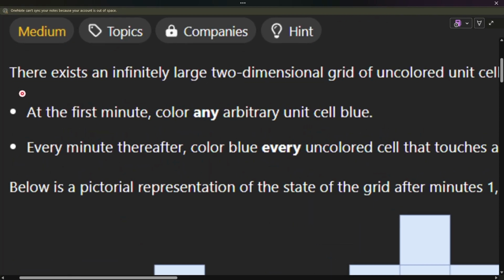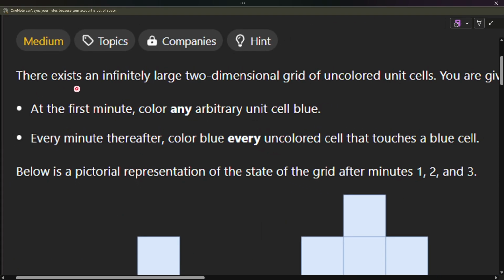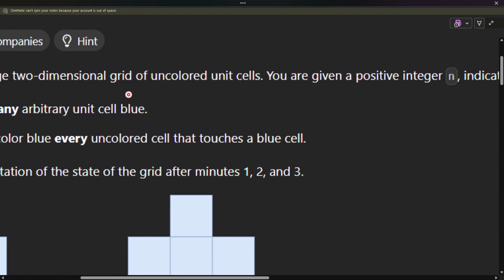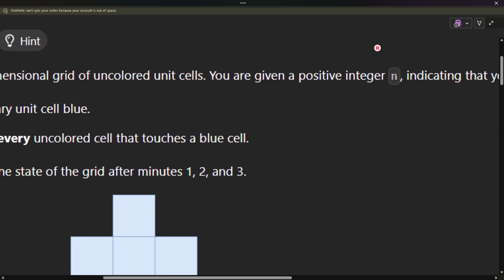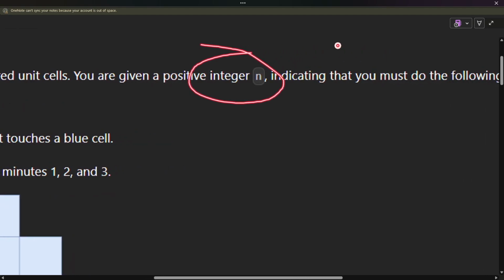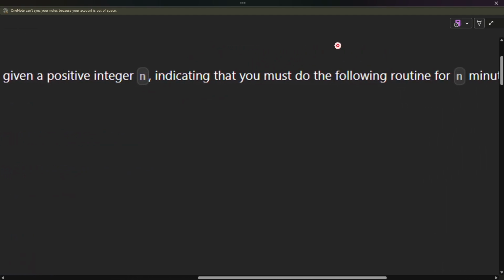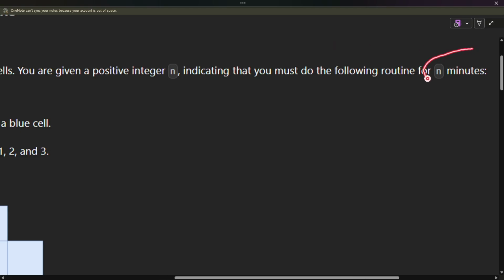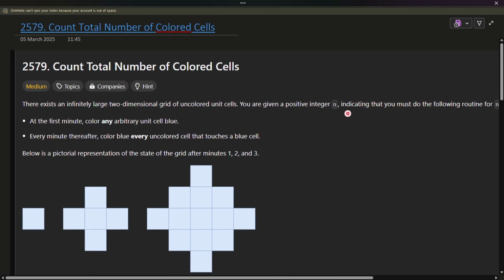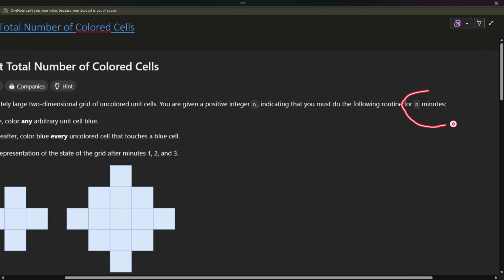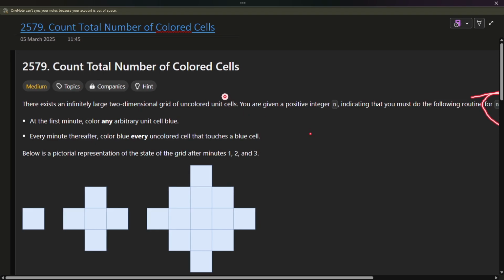There exists an infinitely large two-dimensional grid of uncolored unit cells. You are given a positive integer n, indicating that you must do the following routine for n minutes. Okay, so we are given an infinitely large 2D grid. We need to perform some operations for n minutes, as the question says. Now let's see what the operations are.